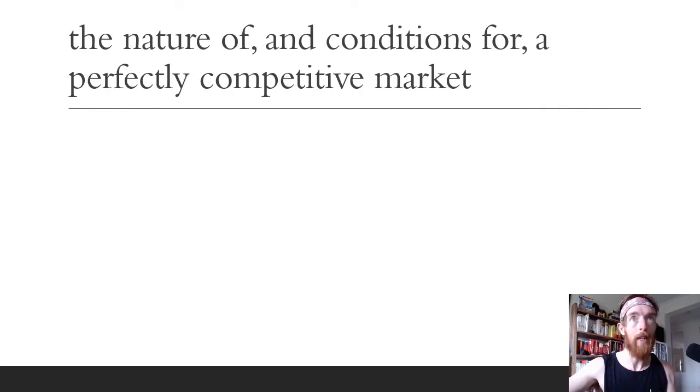Next up, the nature and conditions of a perfectly competitive market. Once again, this can be multiple choice or short answer. If it's in multiple choice, it's usually like, which of the following is not a condition of a perfectly competitive market. Three of them will be a condition for a perfectly competitive market and 1 won't be. And it's only if you know it that you're going to be able to get that correct.